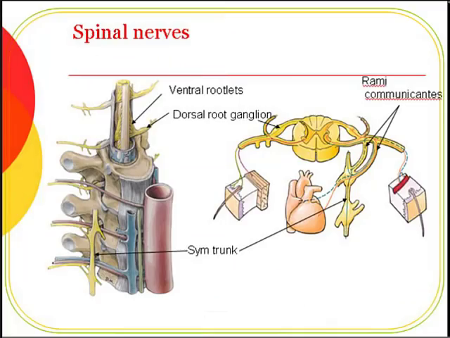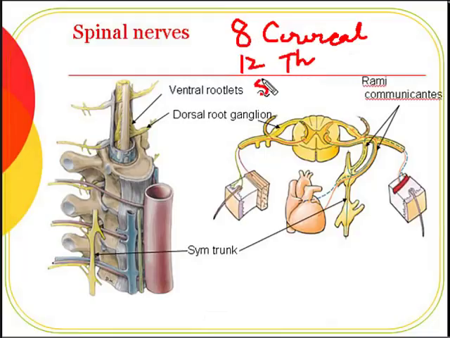Let's look at the spinal nerves. There are 31 pairs of spinal nerves, of which, if you remember the count, 8 are in the cervical region, and there is a difference. You have only 7 cervical vertebrae, but you have 8 cervical nerves. You have 12 thoracic, 5 lumbar, 5 sacral, and you have only 1 coccygeal.